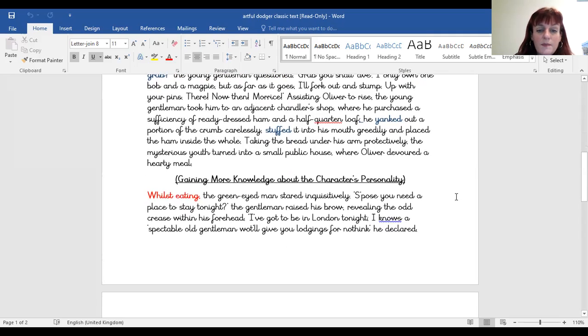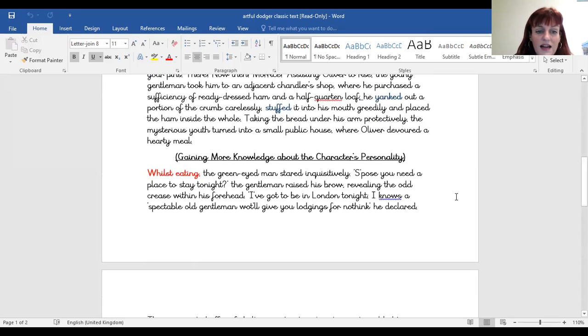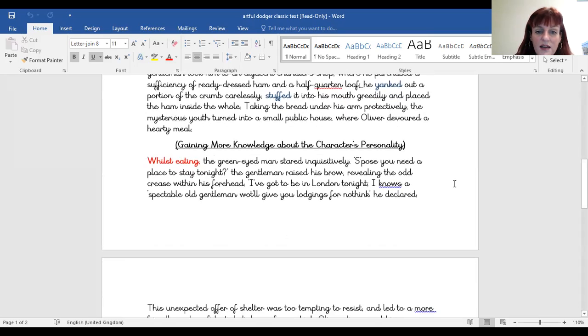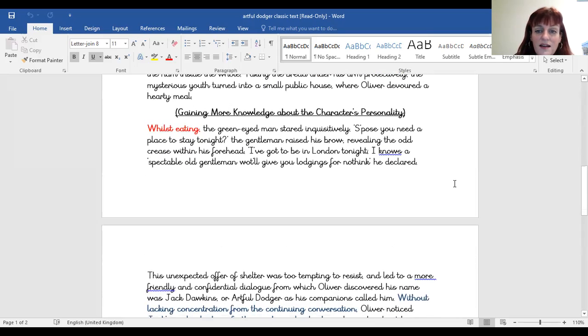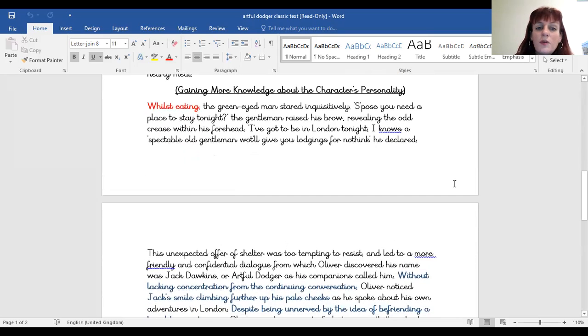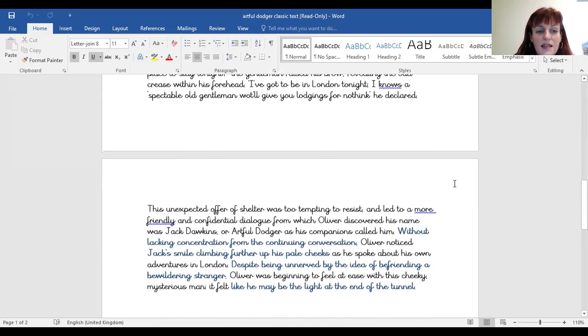Whilst eating, the green-eyed man stared inquisitively. "Suppose you need a place to stay tonight?" The gentleman raised his brow, revealing the odd crease within his forehead. "I've got to be in London tonight. I know as a respectable old gentleman what'll give you lodgings for nothing," he declared. This unexpected offer of shelter was too tempting to resist, and led to a more friendly and confidential dialogue, from which Oliver discovered his name was Jack Dawkins, or Artful Dodger, as his companions called him.